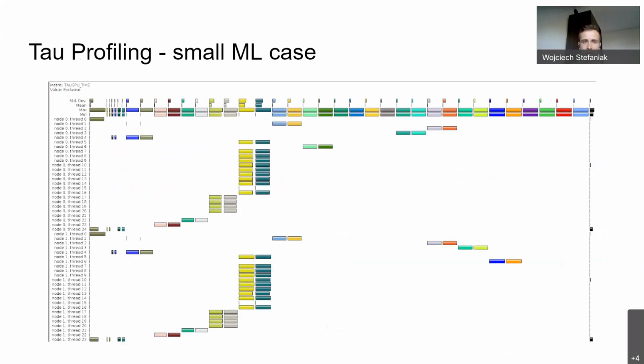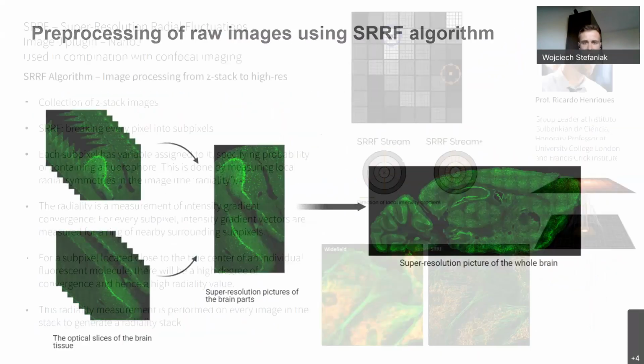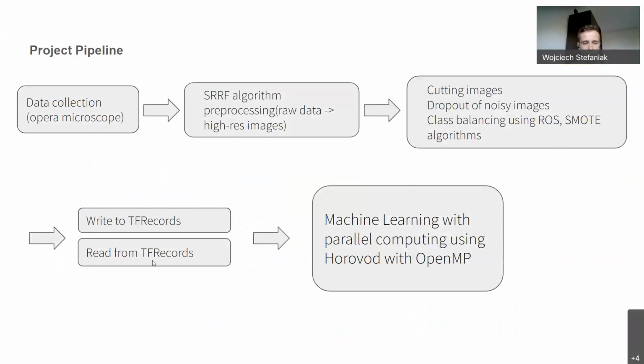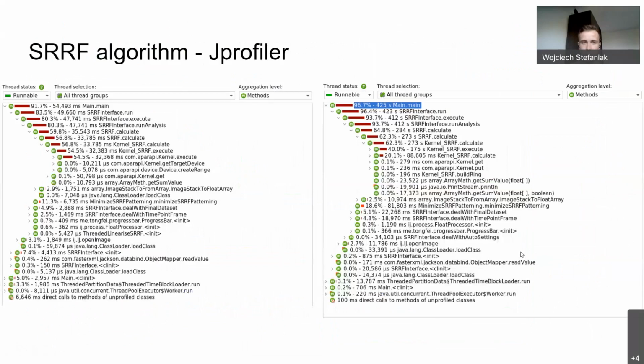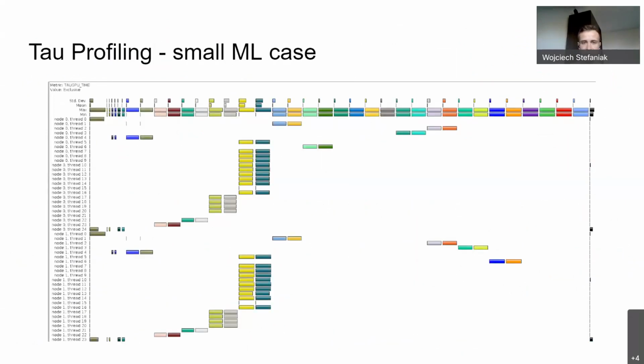And about profiling our case, because of the lack of scalability of our serve algorithm and the tendency of our pre-processing to change, we decided to profile only a part of our pipeline. It would be the pipeline reading from TFRecords and then machine learning with parallel computing. This would be the part that we profile for our first iteration.